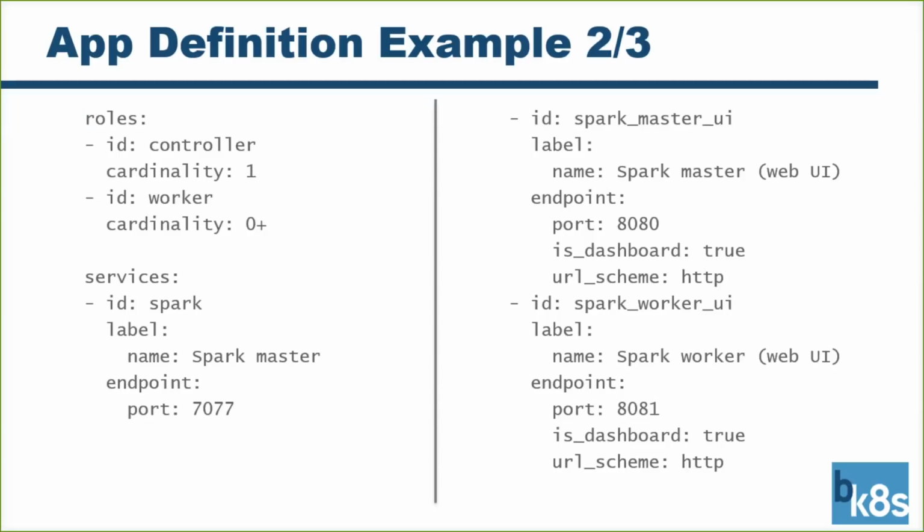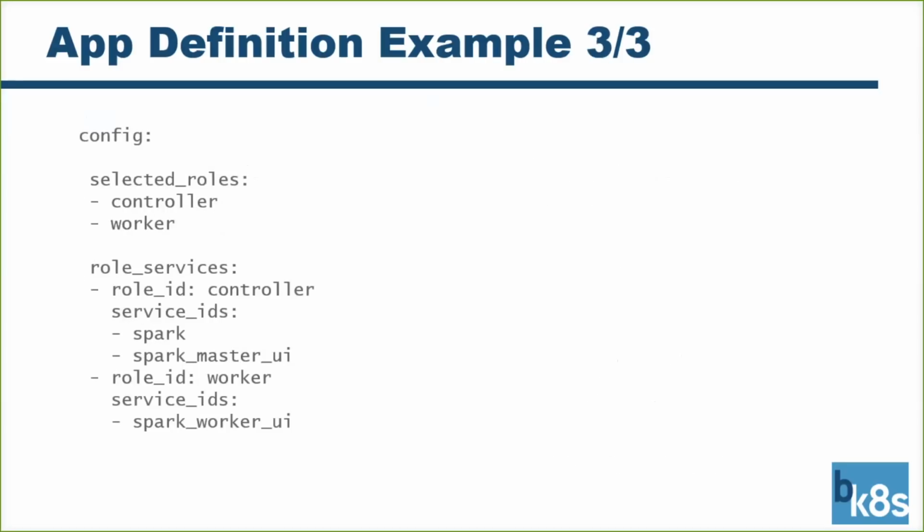Then here's a section that describes the services that are available, and particularly which port each service is running on. And finally, a config section that ties all this together. Among the defined roles, which roles are we actually going to deploy by default? And also, which services then are going to be present on each of those roles?